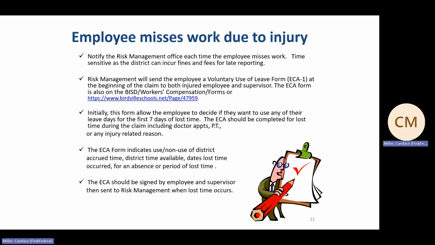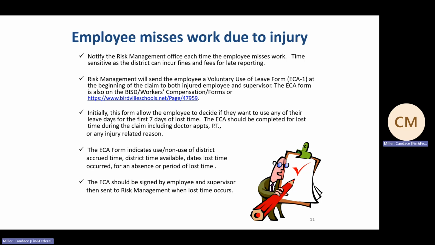This can be 7 days in a row or intermittent time, but has to add up to the 7-day period. Lost time occurs when we can't accommodate the work restrictions as outlined by the treating doctor. The employee has lost time from work due to doctor appointments, physical therapy, or any injury-related reason for the first 7 days of their claim.